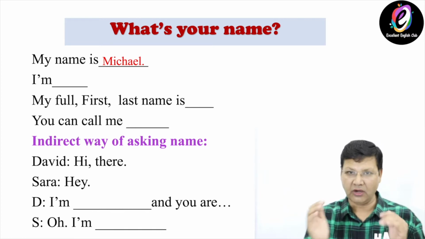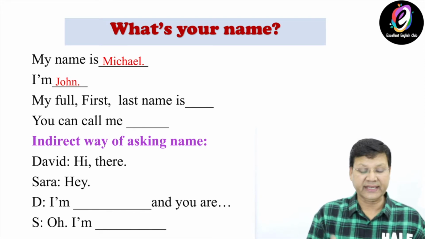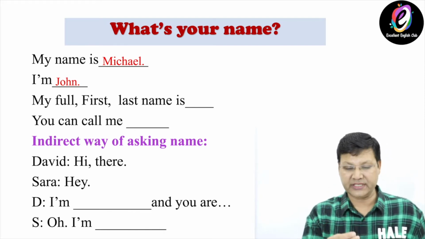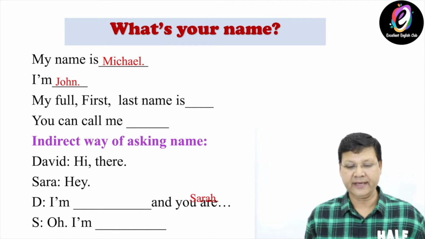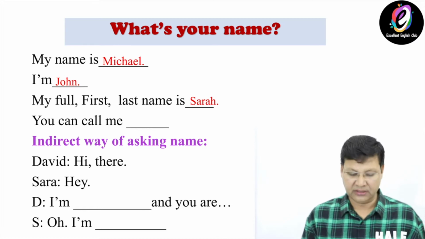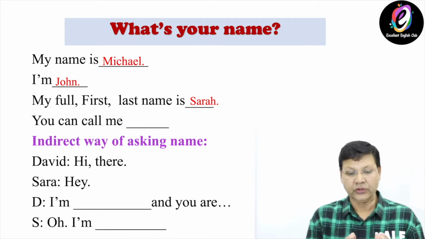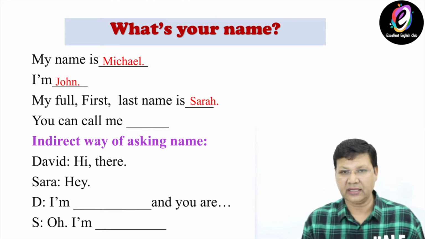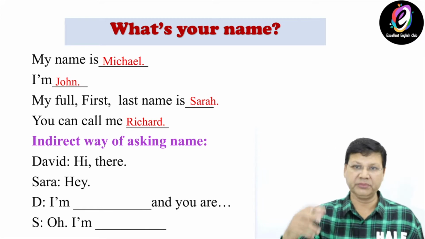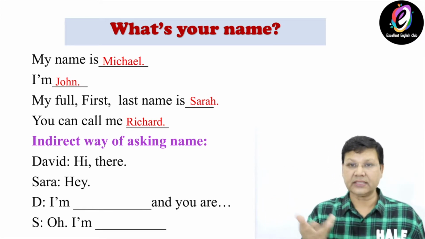Or you can make it short. You can say, I am John. The third thing is, you can tell your full name or your first name or your last name. So you can say my last name is Sarah or my first name is Sarah, like this. My first name is Sarah. The fourth point is you will not tell your name. What will you do? You will just say you can call me Richard. So these are four different ways to answer the question what's your name.